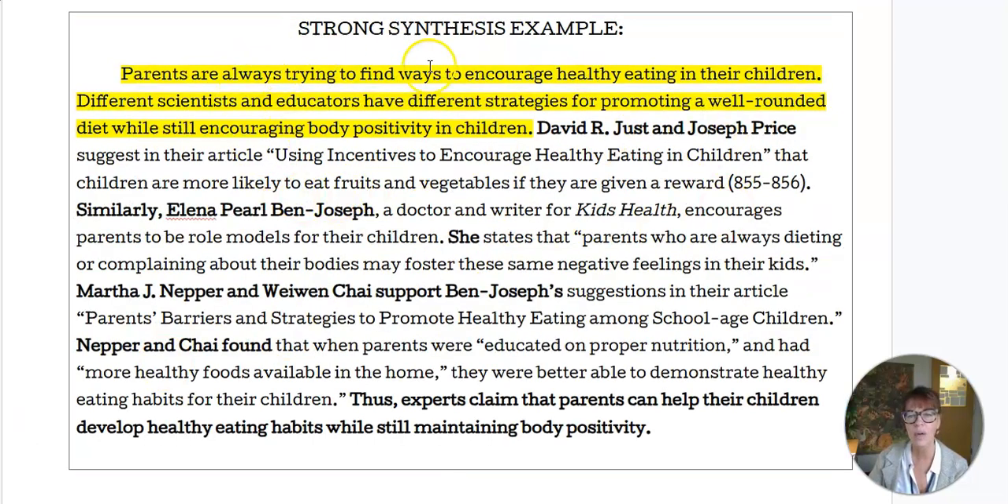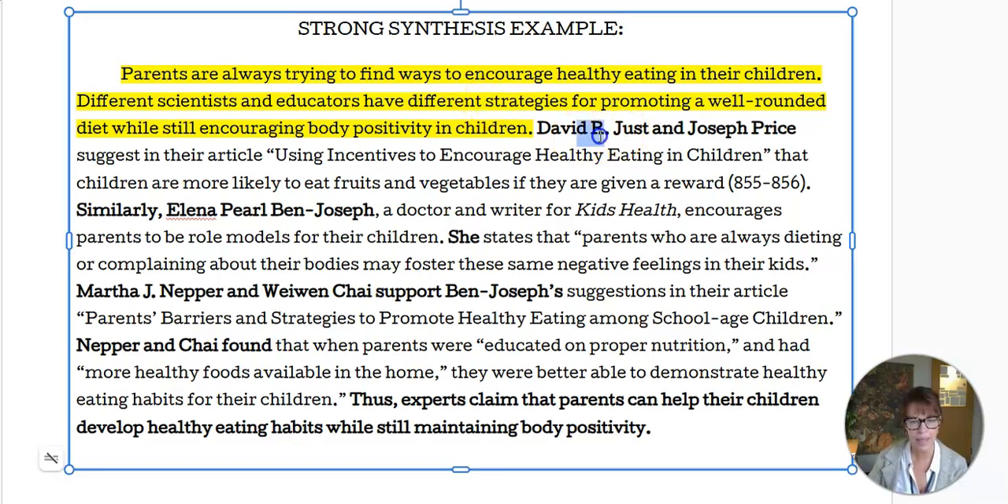Here's another one. This one is about healthy eating. Parents are always finding ways to encourage healthy eating in their children. Different scientists and educators have different strategies for promoting a well-rounded diet. So that is the common point of discussion. It describes a common point among the researchers. So it mentions the scientists and the educators in a more general way in that topic sentence. And then this one, let's see, this one has three different articles that they synthesize.